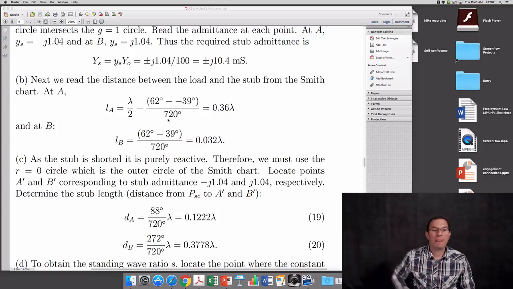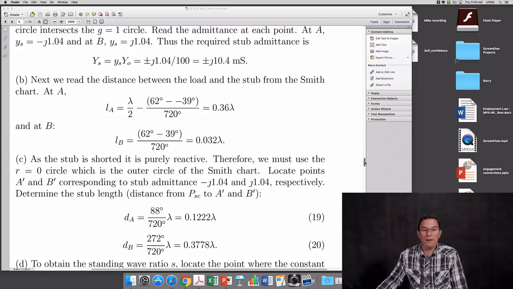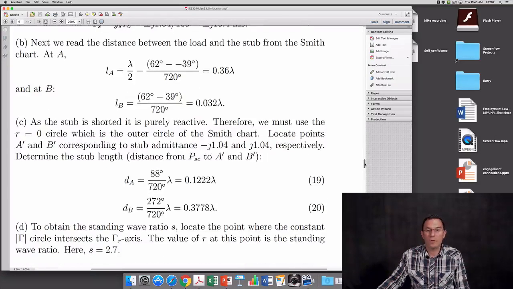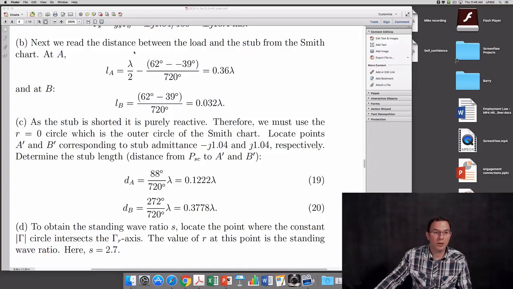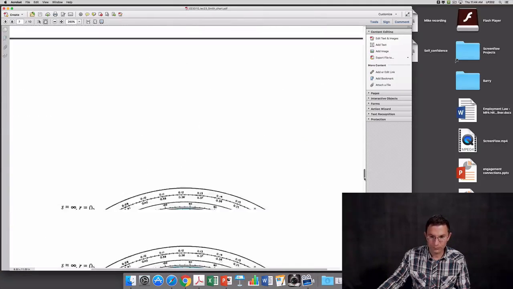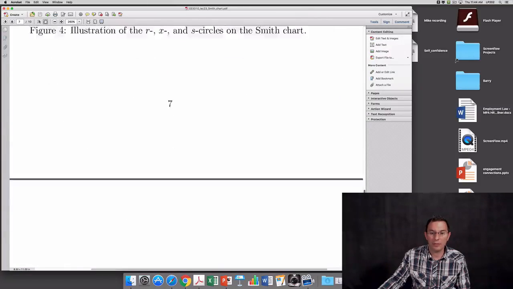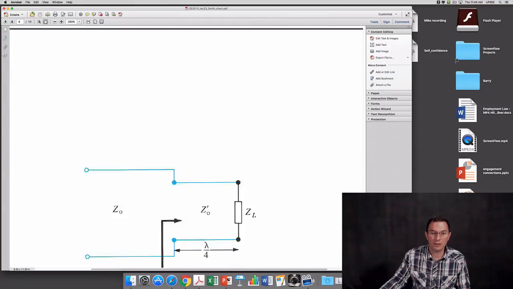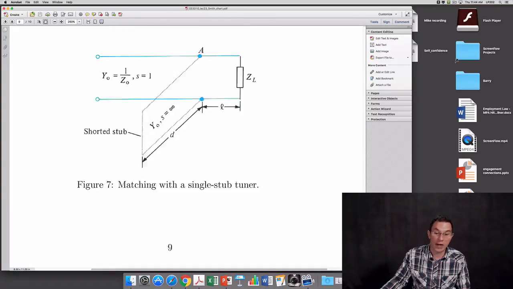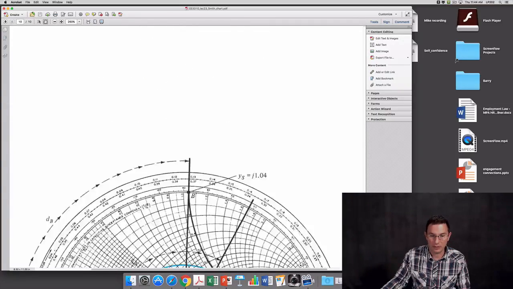Okay, and then at point B, let's look at point B. Oh, first of all, we have to explain where this lambda over 2 comes from. Why are we subtracting it from 360 degrees, in other words?